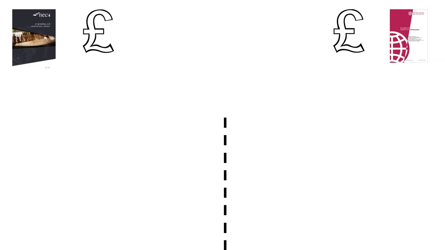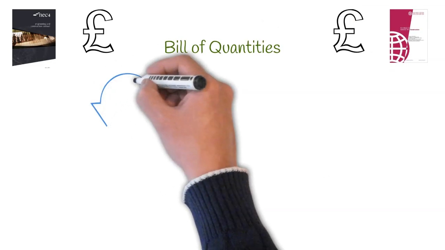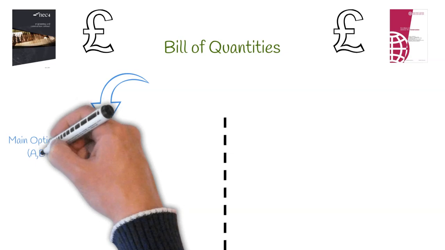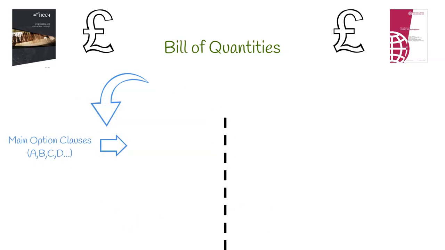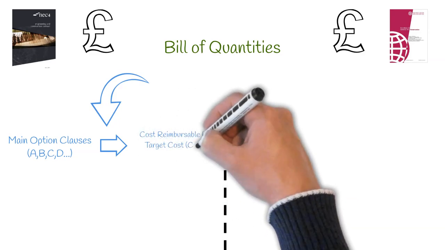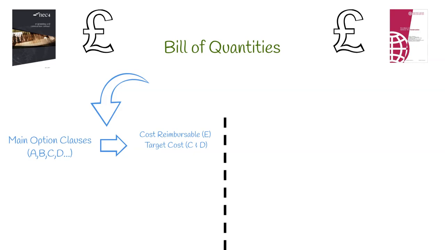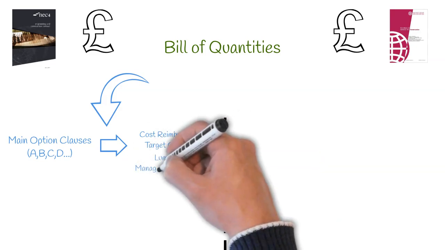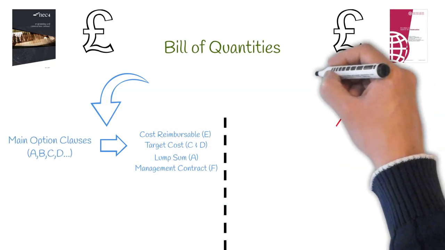Cost. Both NEC and FIDIC make provisions for the price payable to the contractor to be based on a bill of quantities. NEC goes further with pricing methods by providing the option to choose how work is procured. These include cost-based open book contracts, such as cost reimbursable, target cost options, where profit and loss is shared between the employer and contractor, lump sum, and management contracting.